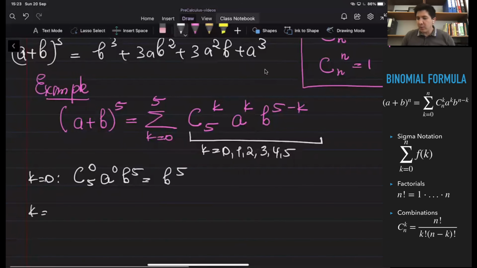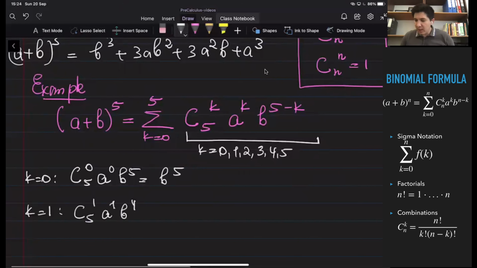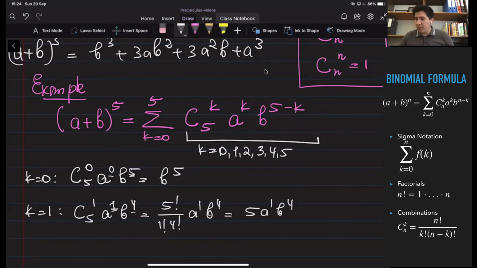When k is equal to 1, it's going to be C(5, 1), a^1, b^4, right? Please note that the sum of the powers of a and b is always 5. Here it's 5, and in all the other terms it's also equal to 5. So C(5, 1) is 5 factorial divided by 1 factorial multiplied by 4 factorial, a^1, b^4, which is simply 5 a b^4.